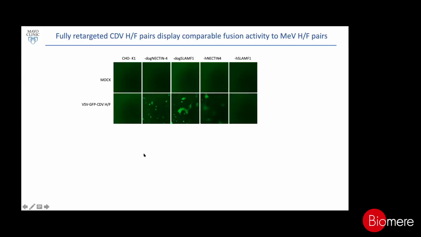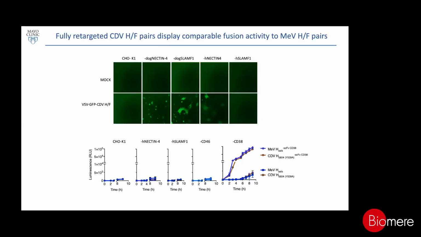Next, we needed to detarget the tropism of the new envelope because, as we can see here, using VSV pseudotype with the CDV-HF envelope and expressing the green fluorescent protein, the virus with this new envelope can infect cells expressing not only dog Nectin-4 and dog SLAM, but also human Nectin-4 cells. So the detargeting from human Nectin-4 cells was achieved via a tyrosine to alanine substitution.